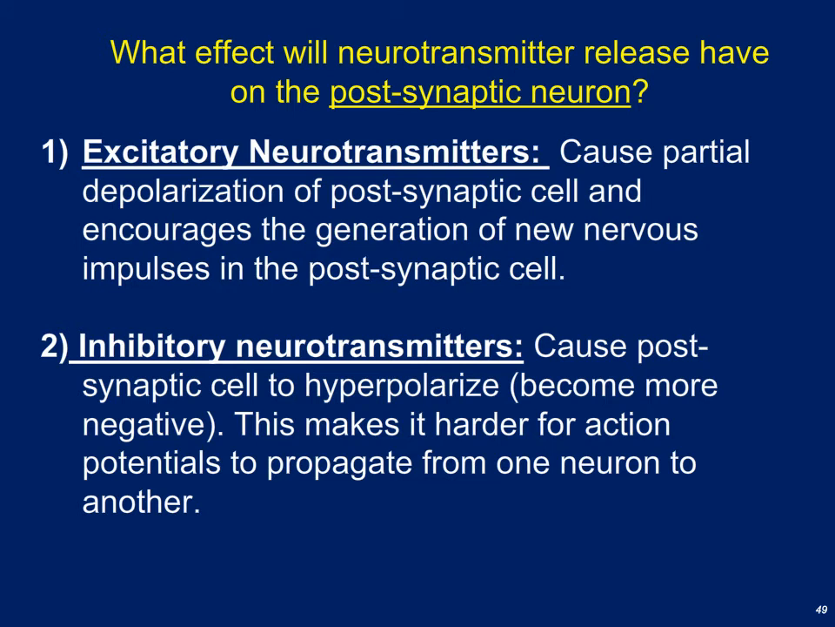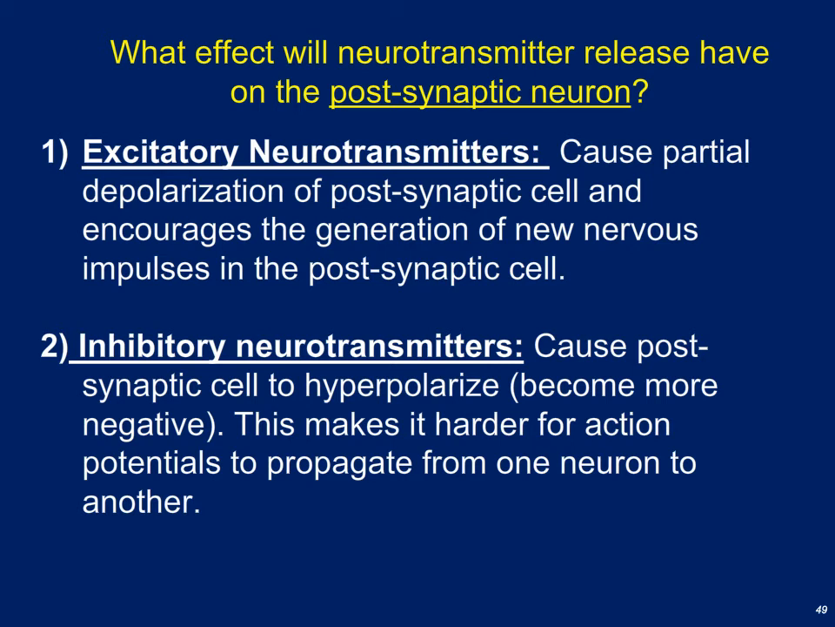So as you can see from the previous slides, there are lots of different types of neurotransmitters in the body. The big question is what will that neurotransmitter do to the postsynaptic cell, that is the cell that is receiving the message? Well, that depends on whether the neurotransmitter is excitatory or whether it's inhibitory.